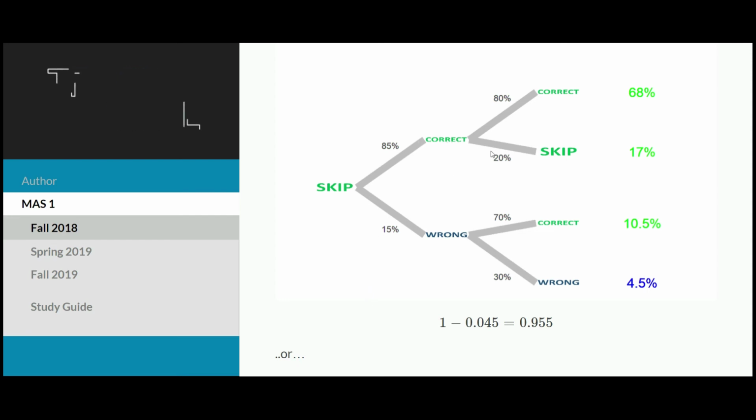Then, again, correct. Given I am correct, what's the probability I'm correct again? 80%. Given I'm correct, what's the probability I skip? 20%. So what's the probability that, given I skipped, I'm correct, and then I'm correct? They're independent events, so I can just multiply their probabilities and see that happens with 68% probability. Likewise, I get 17%, 10.5%, and then 4.5%. So now I know, for two states in the future, all possible outcomes and their corresponding probabilities.